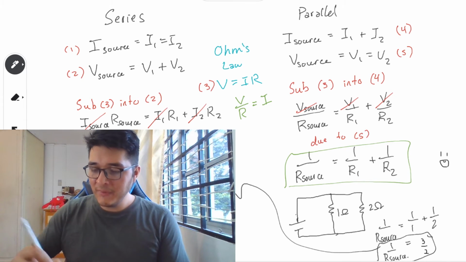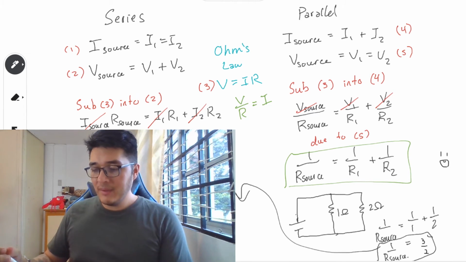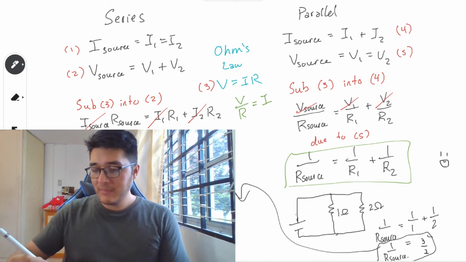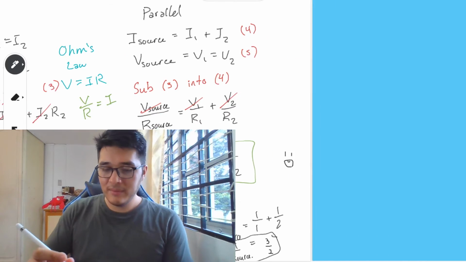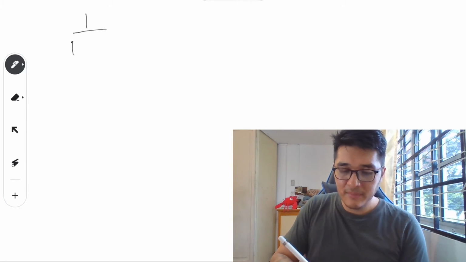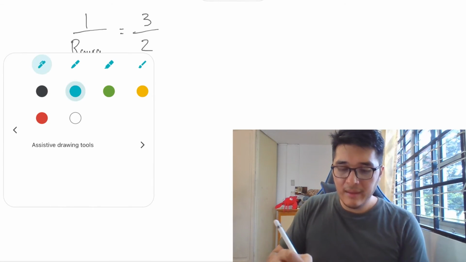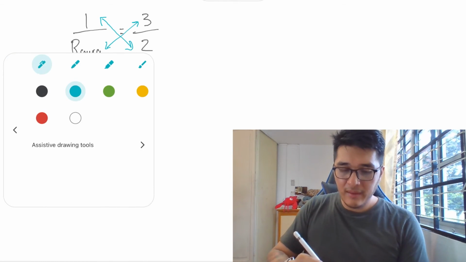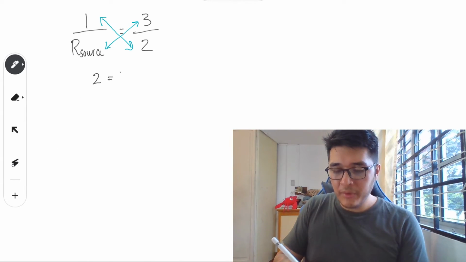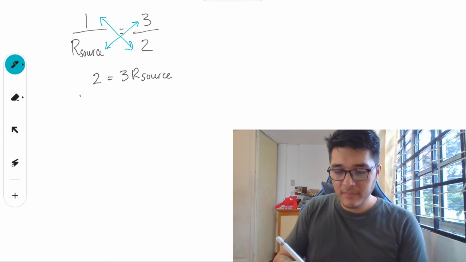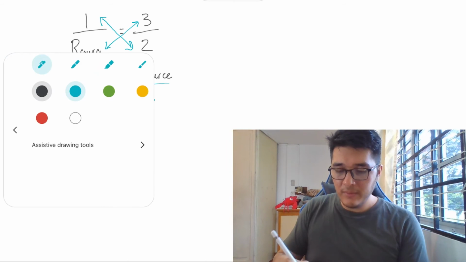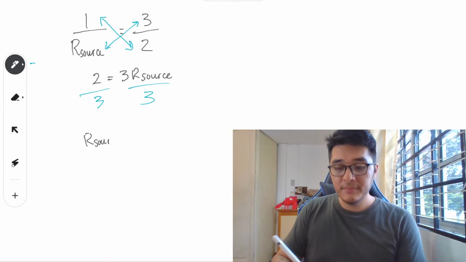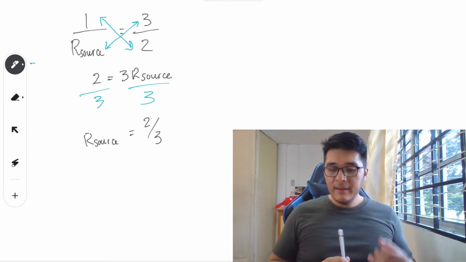Okay, and how do we isolate for this formula now? We can do cross multiplication. Maybe I should show you in the next slide. So let's go to the next slide. And here we can do cross multiplication. So 2 equals 3 R source. Then divide both sides by 3, which gives you R source equals 2/3.